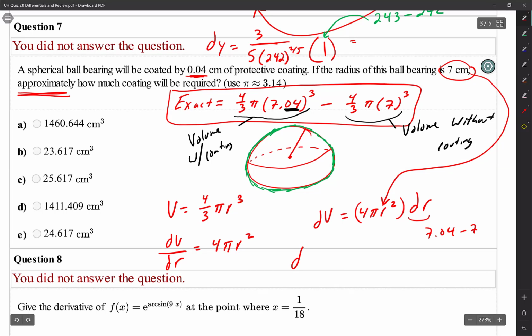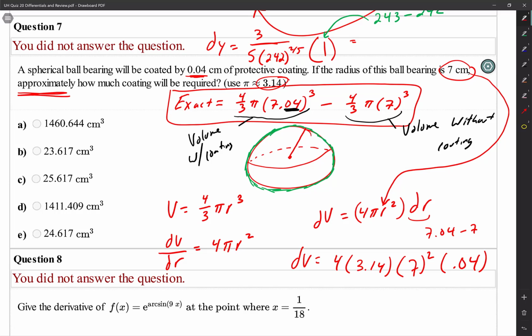So here we go, guys. dV equals 4 times, they tell me to use 3.14, times 3.14. You need a calculator. There's no way around it on this one. Times my current radius, 7 squared, times 0.04. I'm going to type that into my calculator and see what I get. 4 times 3.14 times 7 squared times 0.04. I got 24.6176.